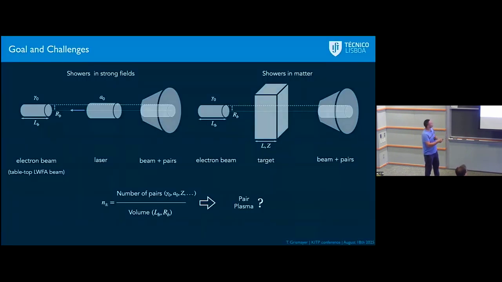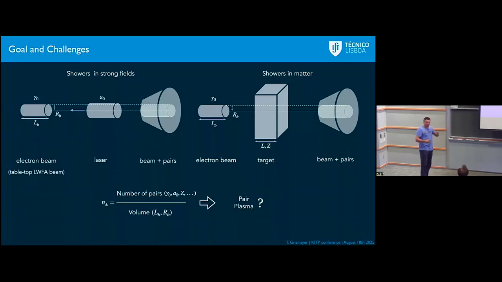So let's jump immediately into the topic: what are the goals and challenges? They're actually pretty basic. Let's assume that you have an electron beam, ideally not necessarily from an accelerator, but from something that comes from a plasma-based technology. We have an electron beam, and we have either an intense laser, could be a petawatt laser, or a target where you can vary the width and also the Z number. Here is the counter-propagating setup, and here you will impinge the electron beam on the target, and on the rear side you will observe what is left from the beam, plus some pairs, and the same thing here.